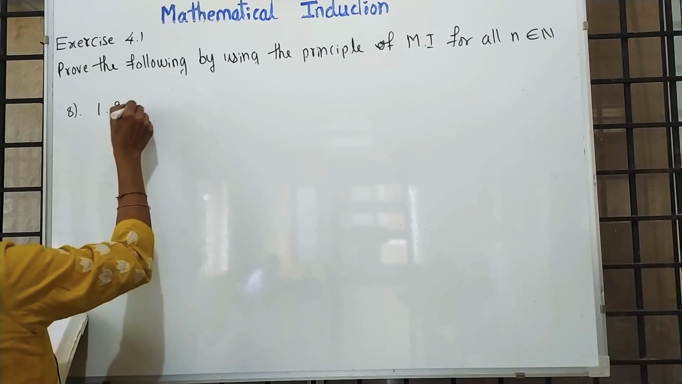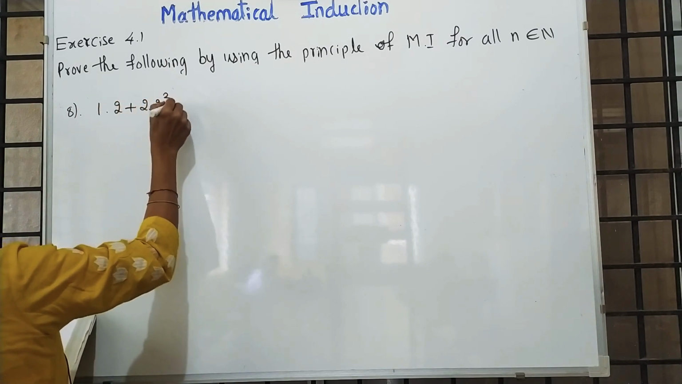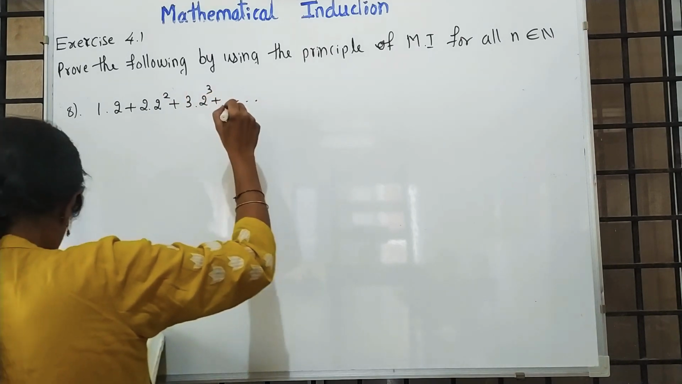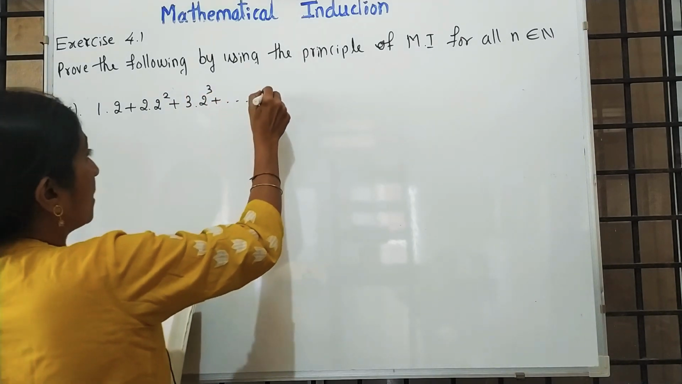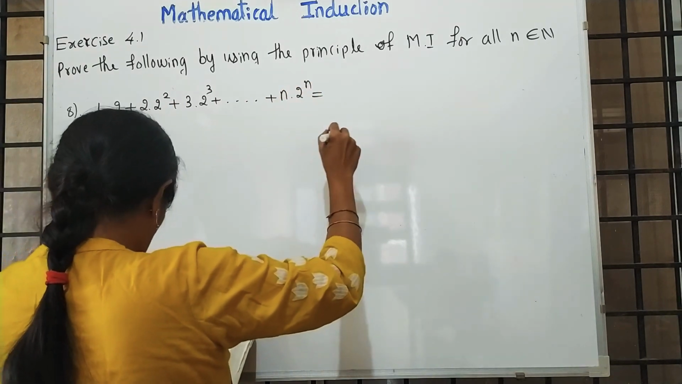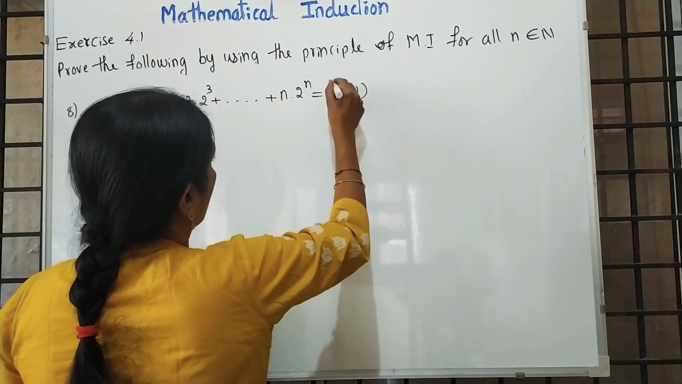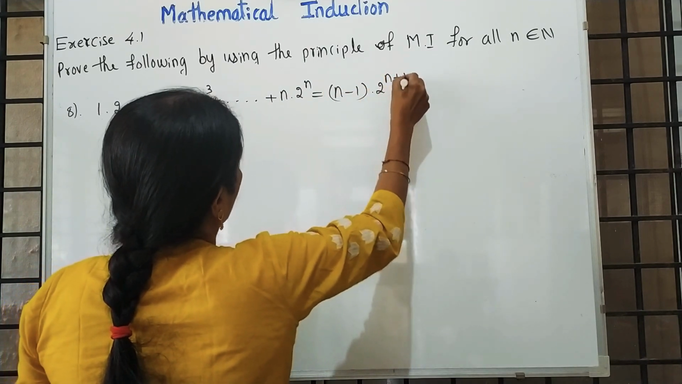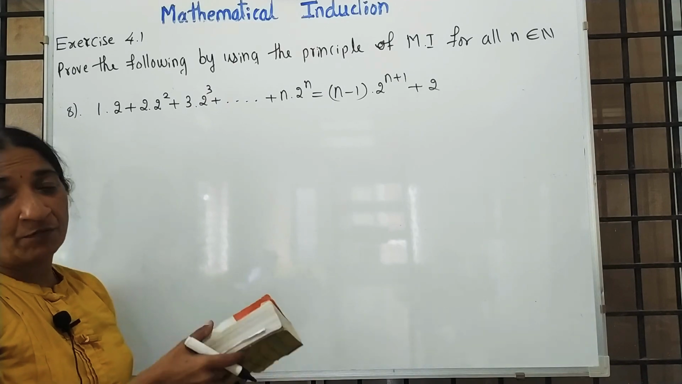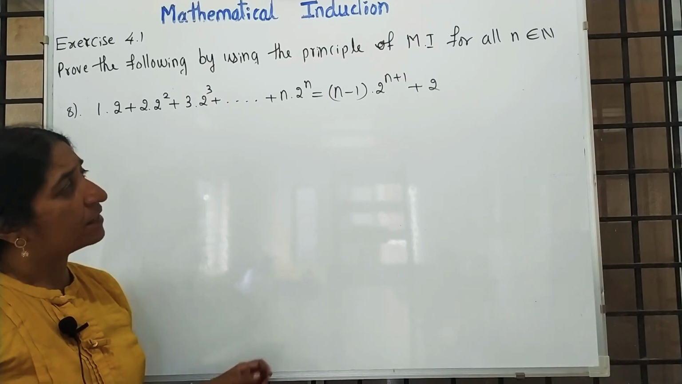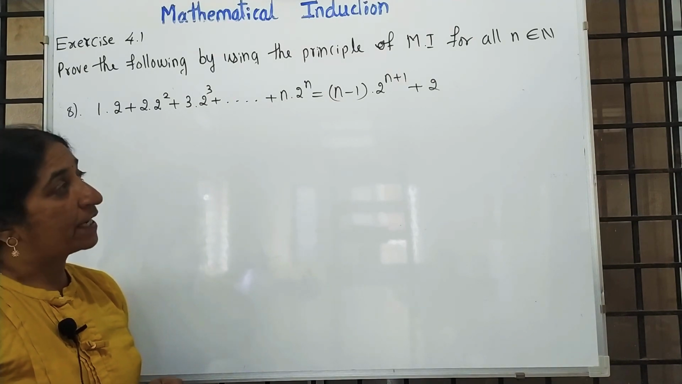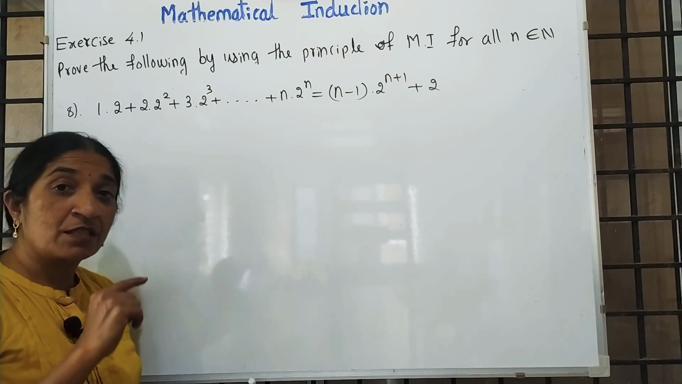1 into 2 plus 2 into 2 square plus 3 into 2 cube plus continuation plus n into 2 raised to n is equal to (n minus 1) 2 raised to n plus 1 plus 2. So this is similar to the sum just now whatever we completed, it is exactly similar. Only thing the numbers are a little bit different. So try this. In the next class I will start with this homework sum only.